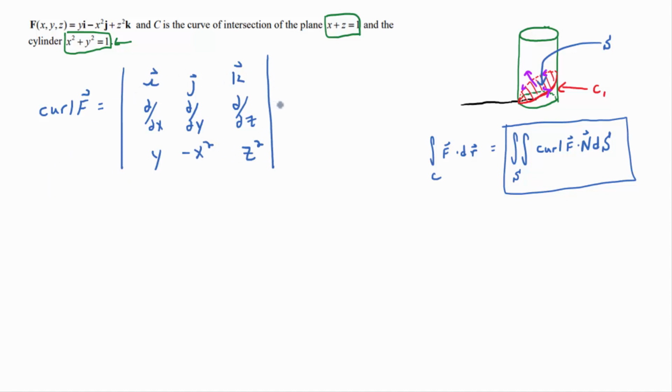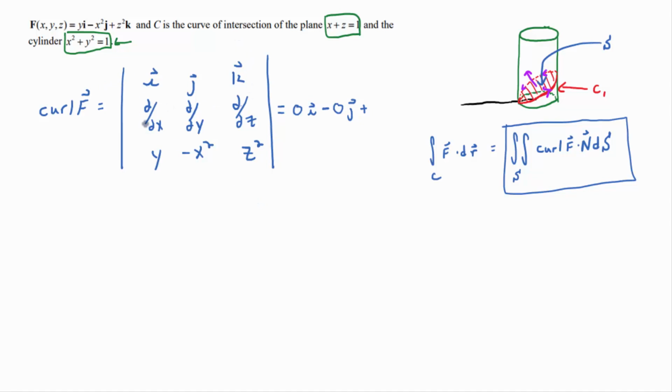Okay, let's see if we can find this. So cross out the first column. What are you going to be left with? d/dy of z squared is 0, minus d/dz of negative x squared is 0. 0i minus, from the definition, right? Cross out the middle column, we get d/dx of z squared, 0, minus d/dz of y. Oh, look, 0j minus 0j. Is that okay? Yeah. Yep.